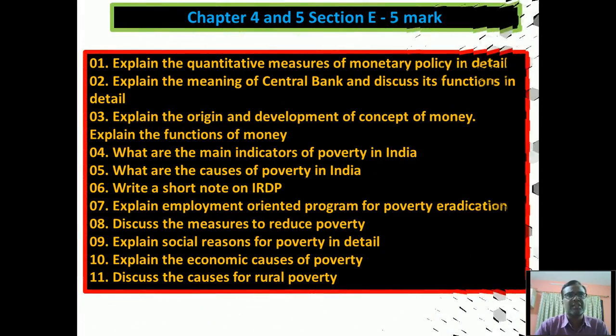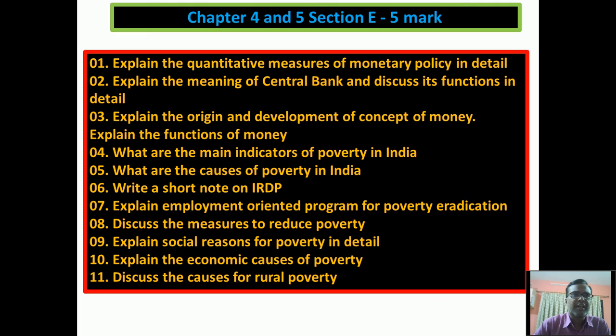Now comes Section E, that is 5 marks long-answer questions for chapters 4 and 5. 1, explain the quantitative measures of monetary policy in detail. Second, explain the meaning of central bank and discuss its functions in detail. 3, explain the origin and development of the concept of money. Explain the functions of money. 4th, what are the main indicators of poverty in India? Number 5, what are the causes of poverty in India?